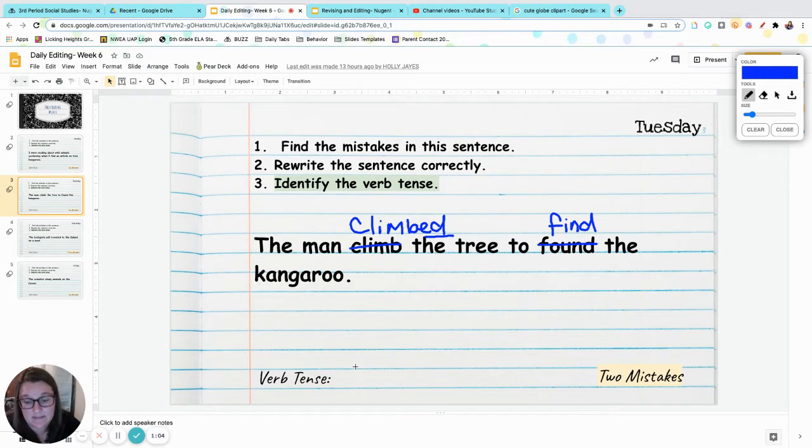All right, so that makes this past tense, right? Okay, guys. Make sure that those answers match. You could make it future tense, so you could say the man will climb the tree to find the kangaroo. Then you would just put future here, and I will correct the answer when I grade it. If you have any questions about daily editing, please let me know.